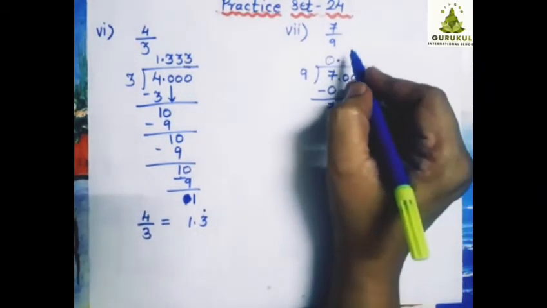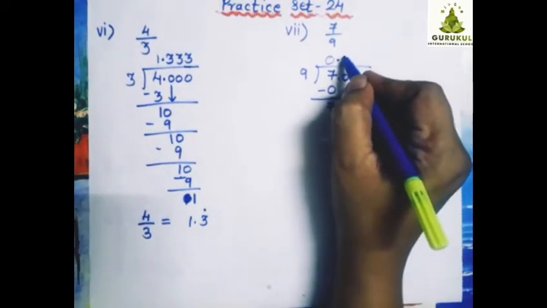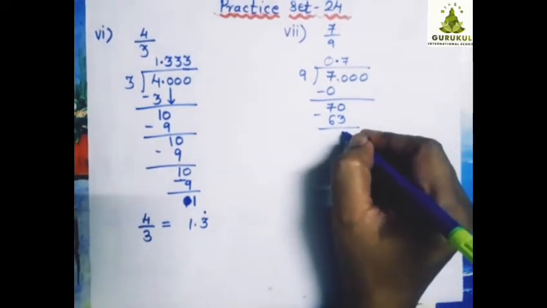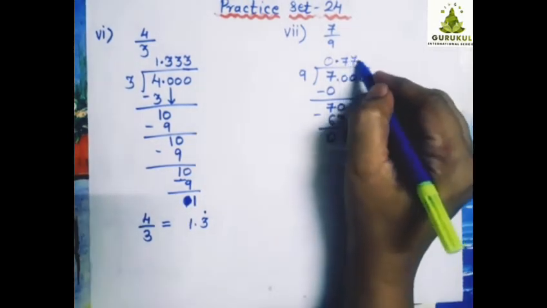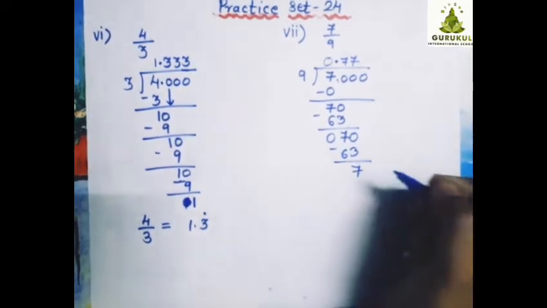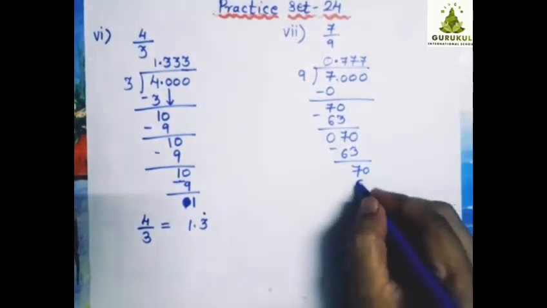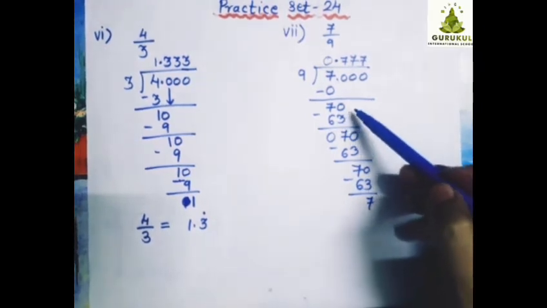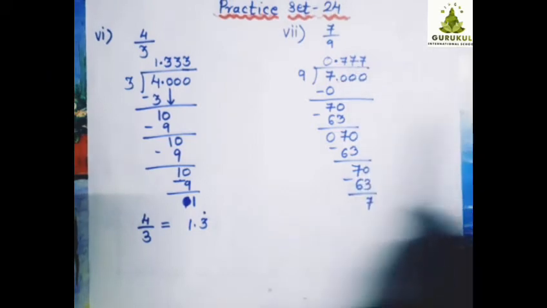Then 9 sevens are 63. 70 minus 63 will be 7, and again 7. Again 9 sevens are 63. Same thing, 7. Again 0, 7. So it will be 63. You can see that every time the remainder will be 7, 7, 7, and the quotient will be 0.777.